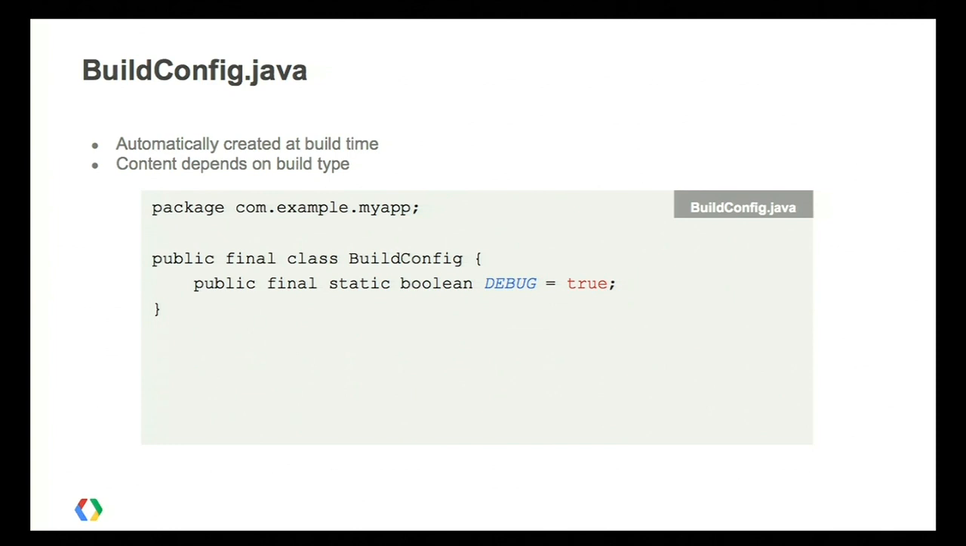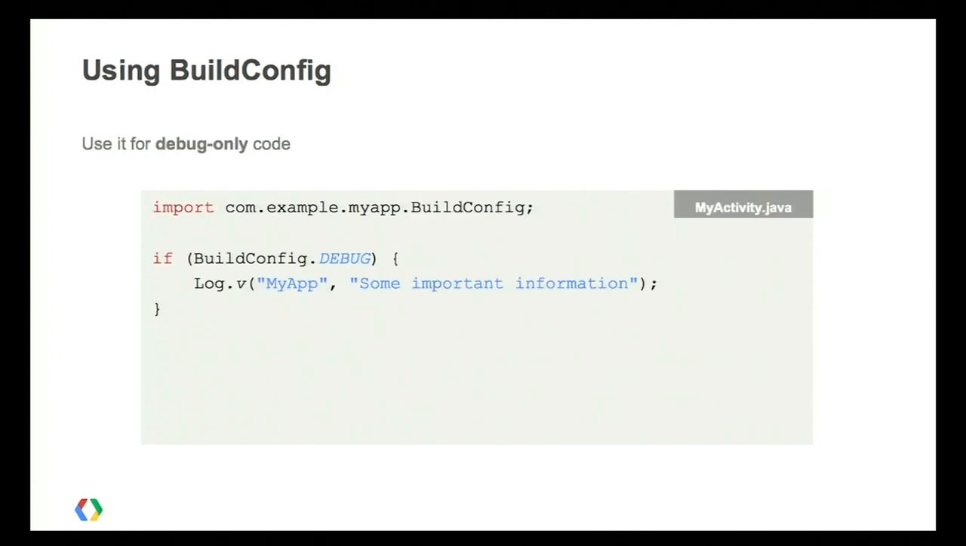In 17, we also introduced BuildConfig.java. This is a class that is generated for you during build time. It's very basic. It declares a Boolean that's true for a debug build and false for release. So in Eclipse, if you do an export, that's a release. Otherwise, it's debug. And in Ant, it depends on whether you do ant debug or ant release. It's very basic. The one use case that we decided to introduce it for is this one.